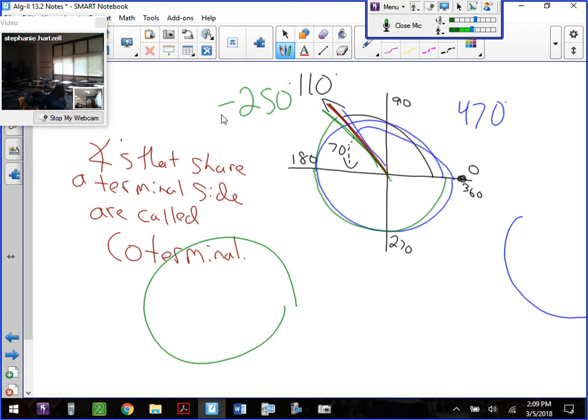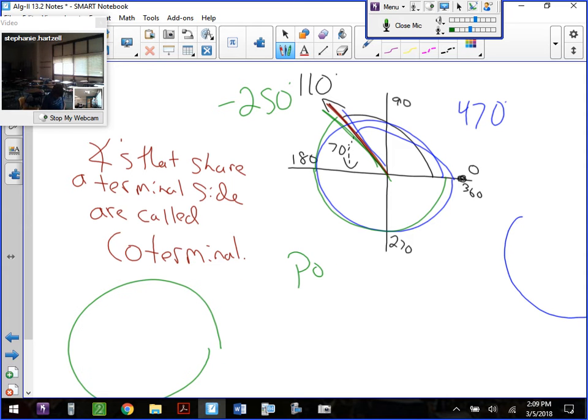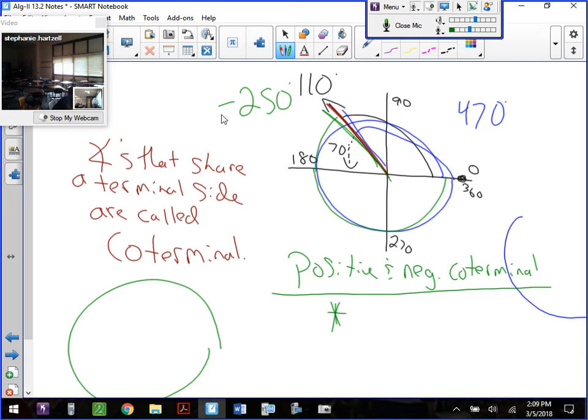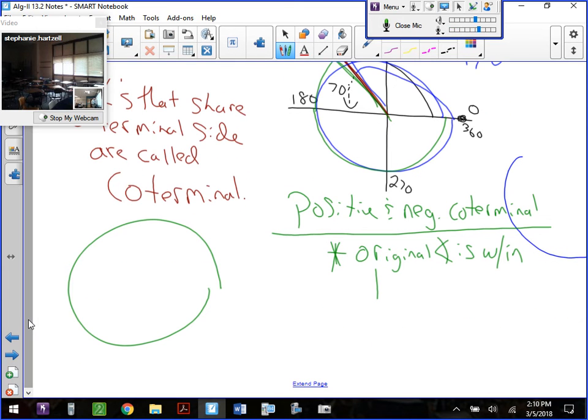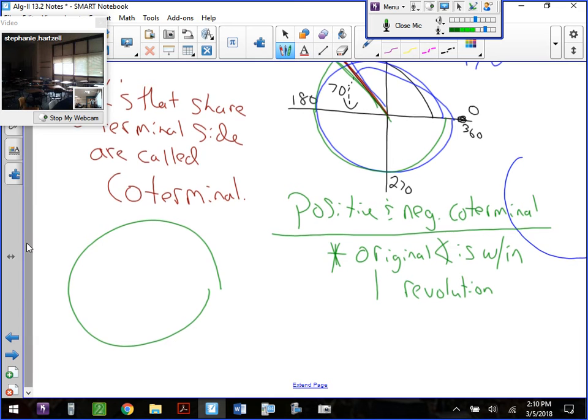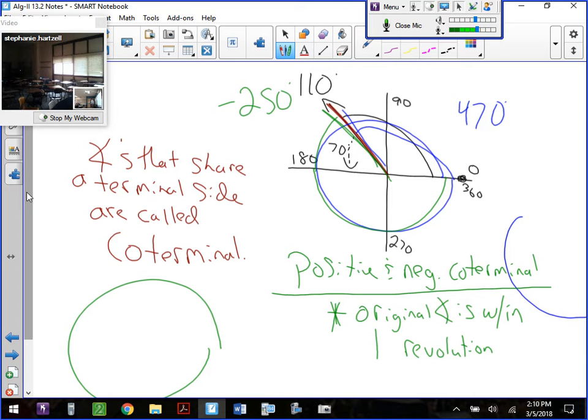The general rule for working with what are called positive and negative coterminal angles: really, the only rule you want to be with is that your original angle is within 1 revolution. Negative 250 and 470 are coterminal.